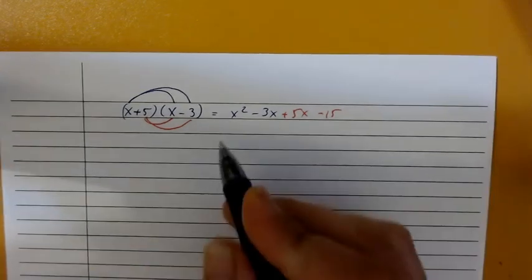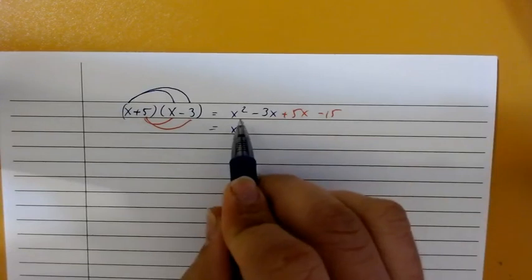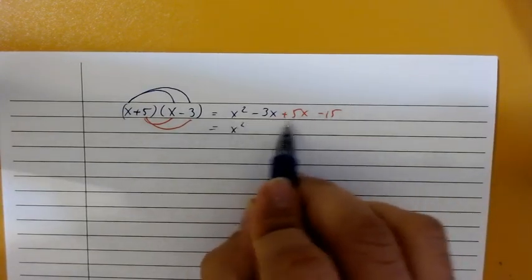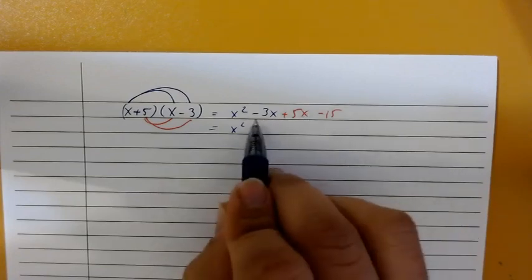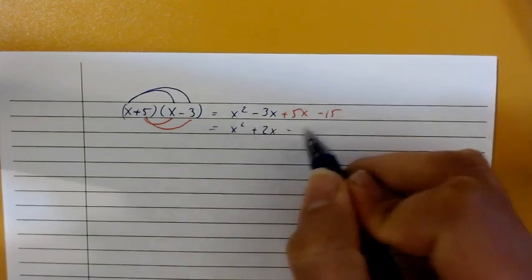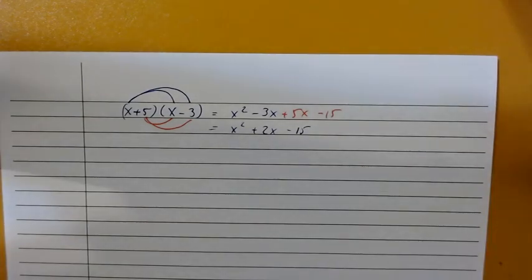And then you would combine your like terms. Here, x squared is the only squared term, so it doesn't combine with anything else. But these two are like each other. They're both first degree terms. So 5x minus 3x combine to give us plus 2x. And then you have a minus 15 as a constant.